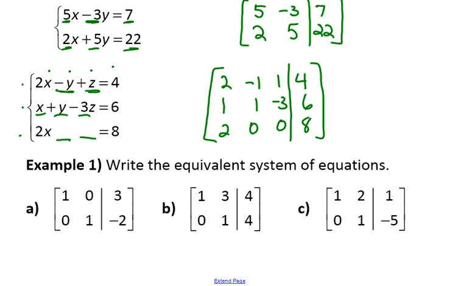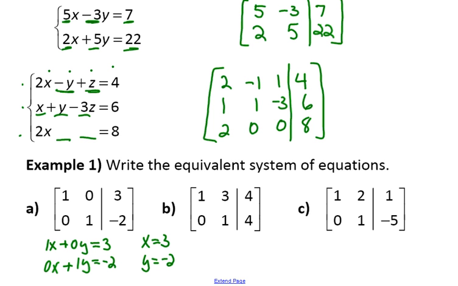So let's go back the other direction. In example 1, write the equivalent system of equations. For this first row, I have 1x plus 0y is equal to 3. And for the second row, I have 0x plus 1y is equal to -2. Now I'm going to simplify that. So this is really x is equal to 3, and the second one is y is equal to -2.